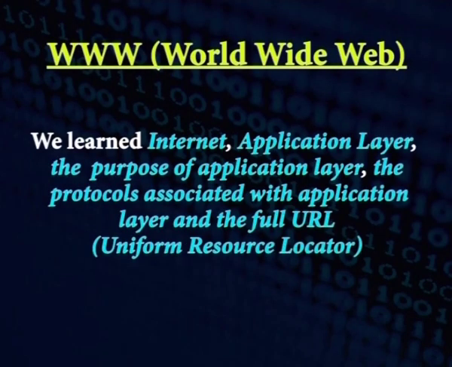With the help of these web browsers, we can view web pages that may contain information or data like text, images, videos and other multimedia. We can also navigate from one page to another via hyperlinks. This is a little detail about the World Wide Web. So up to this topic we learned about the internet, the application layer, the purpose of the application layer, the protocols associated with the application layer and the URL, that is Uniform Resource Locator. Now we are left with application layer services.